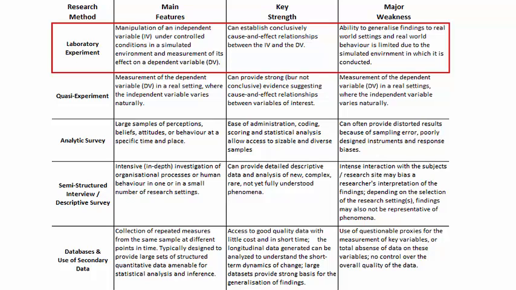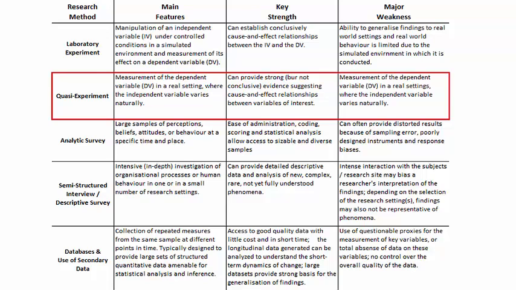However, most research is indeed not done through lab experiments because real-world behavior is difficult to observe through a simulated environment and controlled conditions. Quasi-experiment: measurement of the dependent variable in a real setting. And so the difference here is that the setting is real, is not simulated, is not controlled. And we're looking at the independent variable as it occurs naturally, rather than manipulated synthetically.